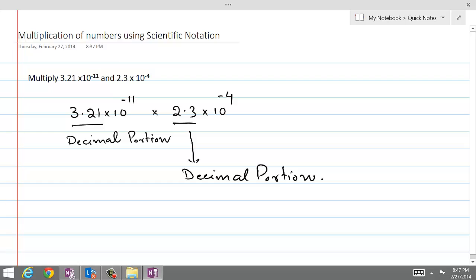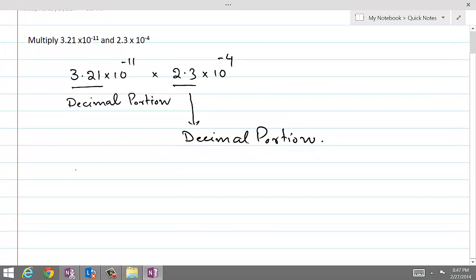So we multiply decimal portion with decimal portion and exponent portion with exponent portion. So let's multiply 3.21 times 2.3. This is a separate multiplication of the decimal portion of both scientific numbers, and similarly the portion of scientific notation which involves the exponent should be multiplied separately. So this would be 10 raised to power minus 11 times 10 raised to power minus 4.